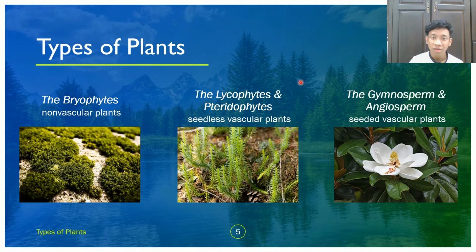Next are lycophytes and pteridophytes. These are seedless vascular plants. These plants have vascular tissue and they typically have stems, roots and leaves. And the next are gymnosperms and angiosperms. These are seeded vascular plants. All of these types of plants will be explained further in the next chapters.